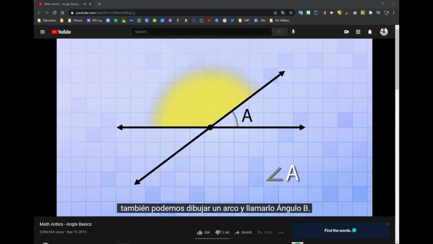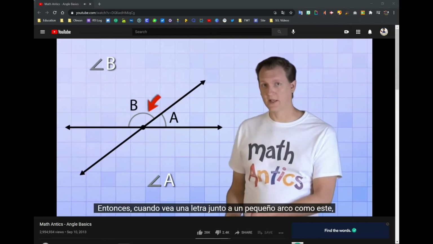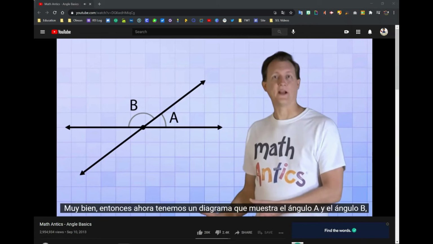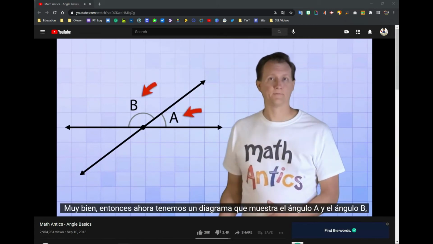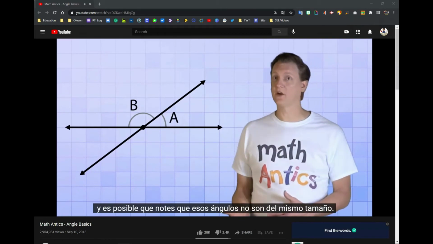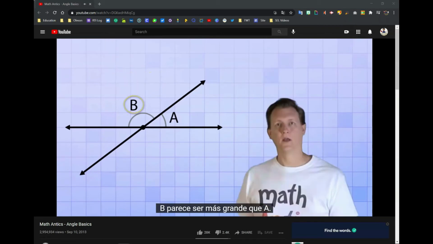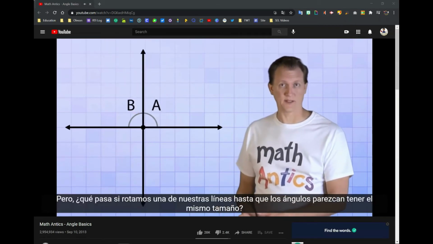So the angle up here, we can also draw an arc and call it angle B. So whenever you see a letter next to a little arc like this, it means that it's the name of the angle formed by that arc. All right then, so now we have a diagram that shows angle A and angle B. And you might notice that those angles aren't the same size. B seems to be bigger than A. But what if we rotate one of our lines until the angles do look like they're the same size?